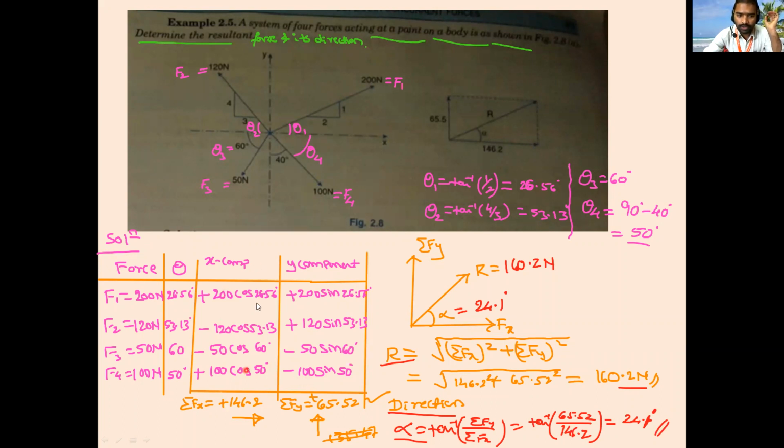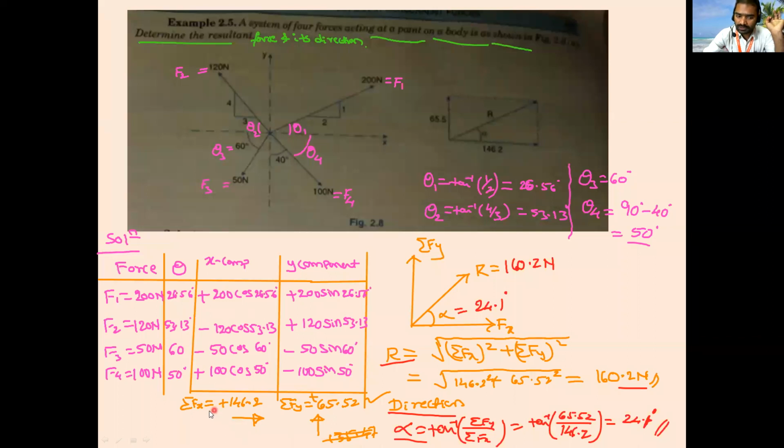Finally, you have to do the summation of all, plus with plus and minus with minus. You have to do this summation through the calculator only. So you will get sigma fx. If you get positive, it means it is moving right hand side. If negative, then left hand side. Similarly, you have to calculate the algebraic sum of all the forces along the y direction, that is sigma fy. Here you are getting plus 65, which means moving upward. If it is minus, then it is moving downward.